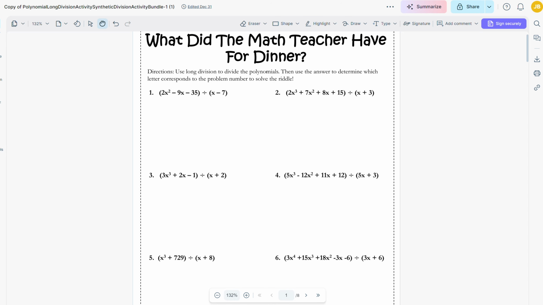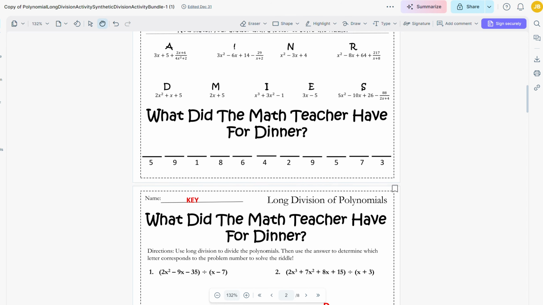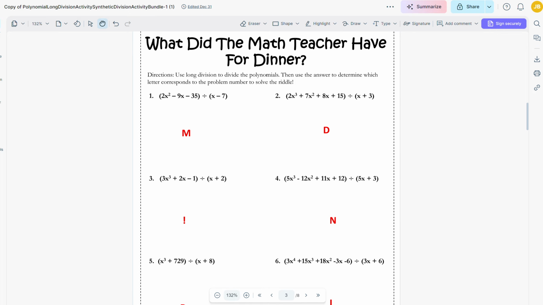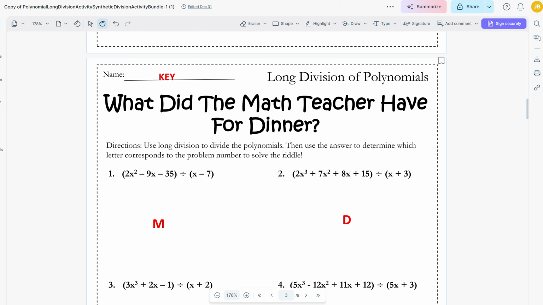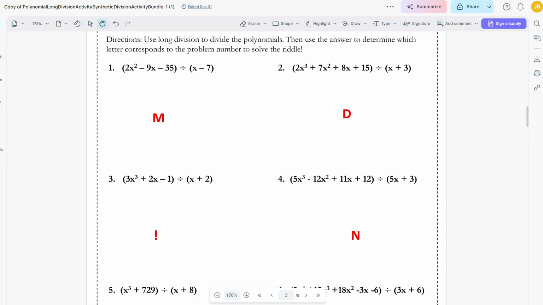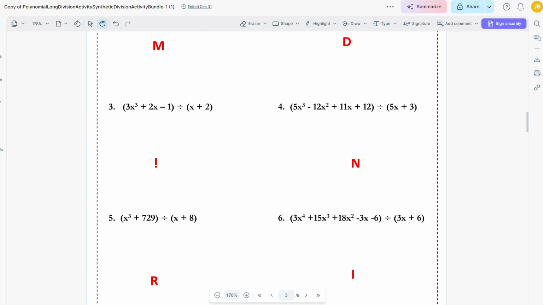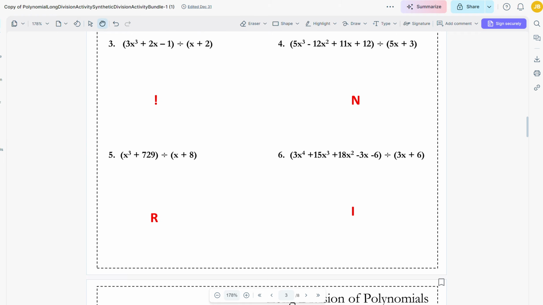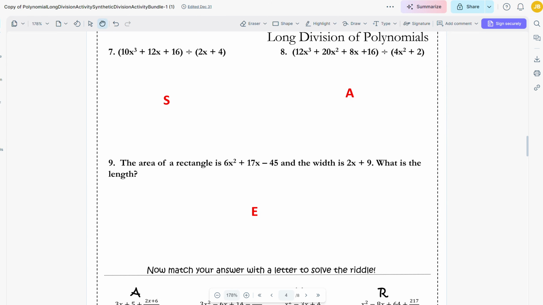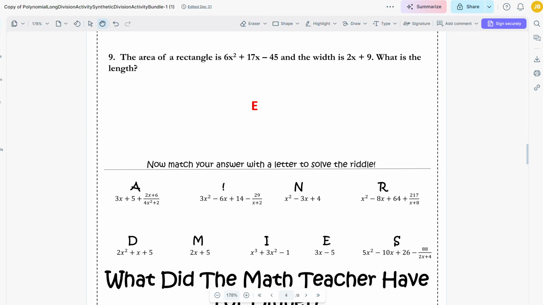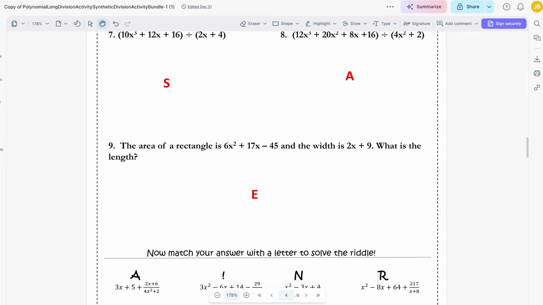Here, let's go ahead and give you the answers for these. So I'm going to scroll down. Here's the key. The answer for 1 on the long division polynomials is m, 2d, 3 is exclamation mark, 4n, 5r, 6i, 7s, 8a, 9e. Okay.